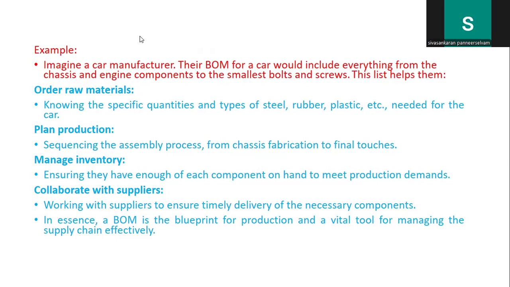And next, going for a plan of production, sequencing the assembly process from chassis fabrication to final complete product assembly. Then managing the inventory, ensuring whether there are enough components to meet the required demand or not. Finally, collaborating with suppliers to ensure the timely delivery of the necessary components. And in essence, the bill of material is the final blueprint for production, and it carries the most important weightage for managing the supply chain more effectively.